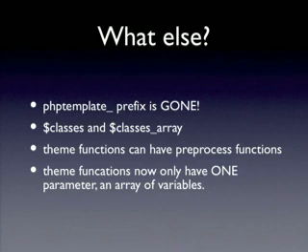Theme functions now only have one parameter. So like in D6, you would have a theme function like, I've been using D7 for a couple months now, and I've forgotten what they're like in D6.